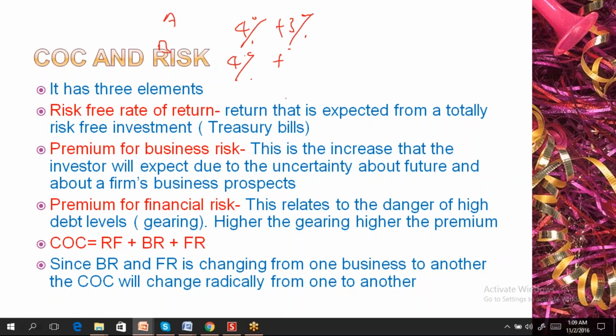Also, you can invest in the tourism sector, which is fairly high risk, and you will surely expect a return more than the pharmaceutical rate. So let's assume we are going to expect a return of 5%. So this 3% or 5%, we call it the business risk. This is a risk-free rate.